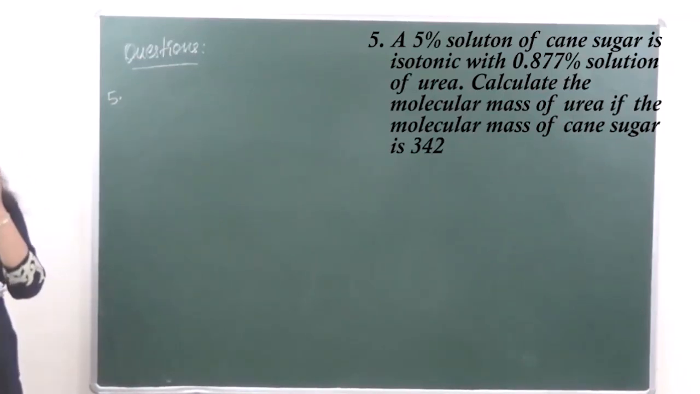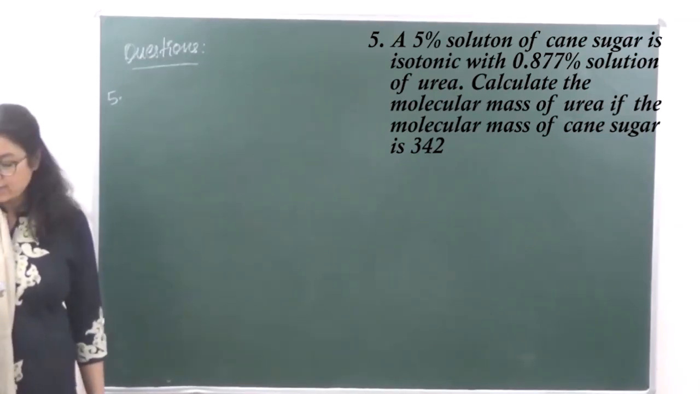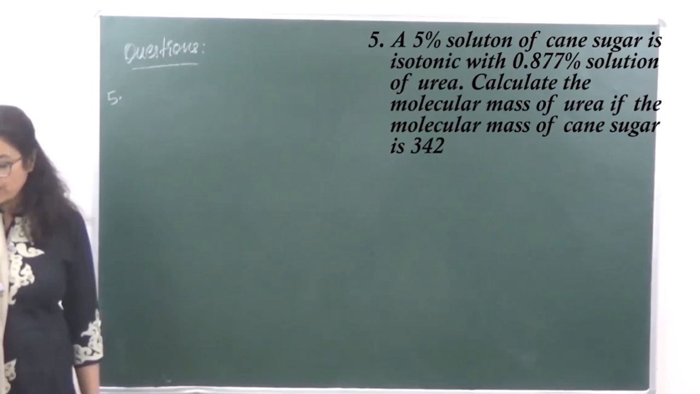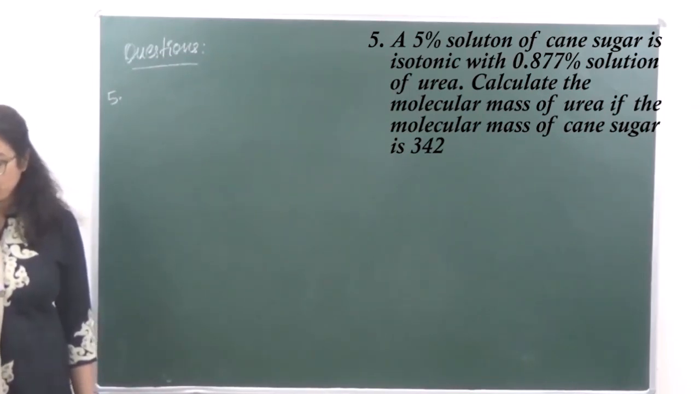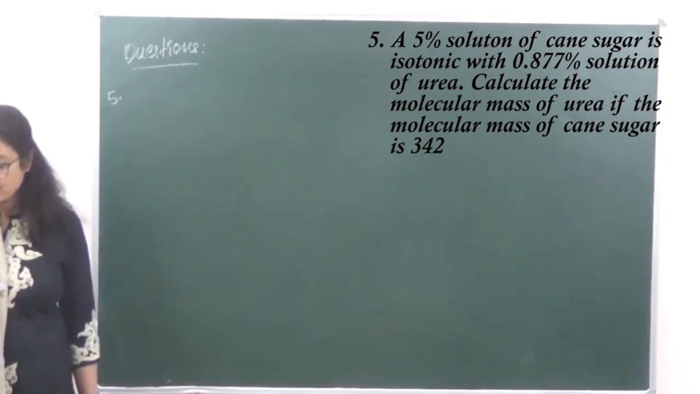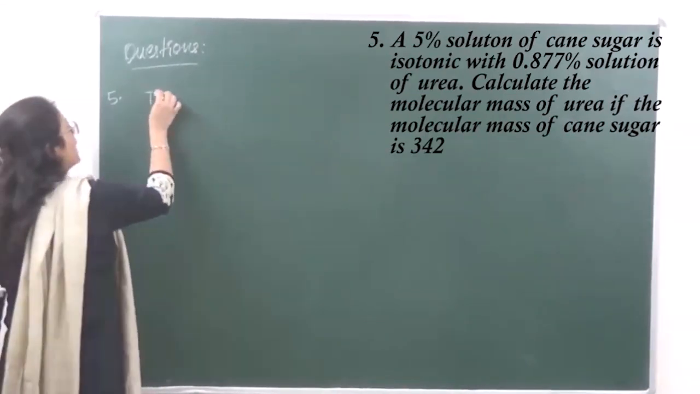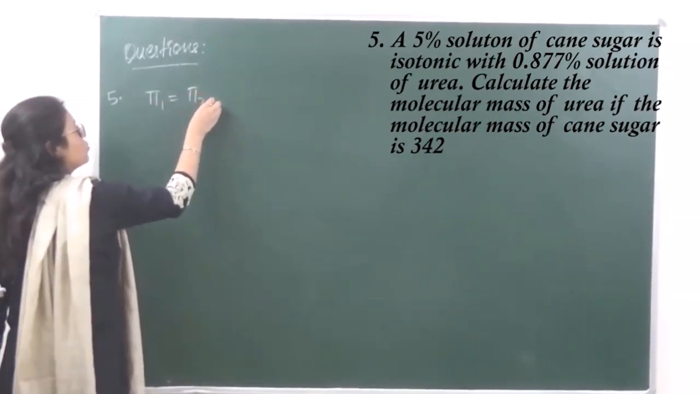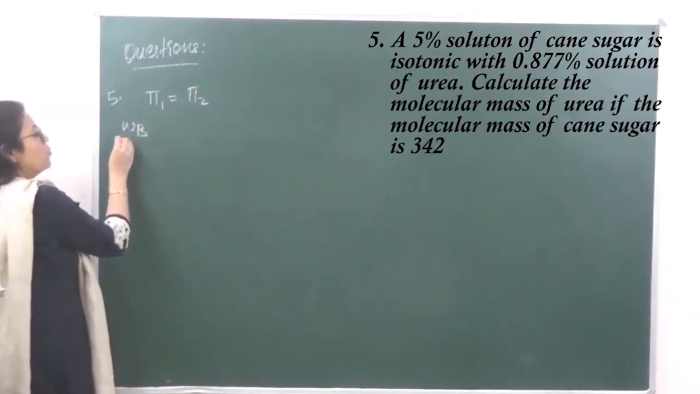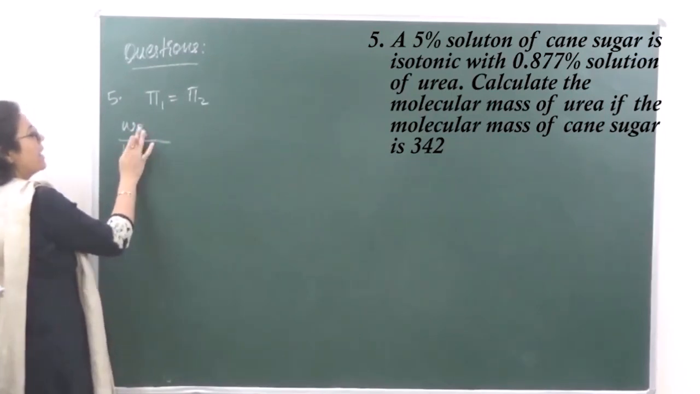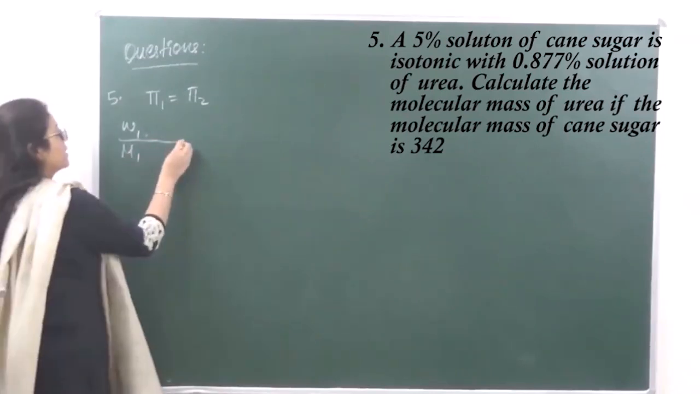A 5% solution of cane sugar is isotonic with 0.877% solution of urea. Calculate the molecular mass of urea if the molecular mass of cane sugar is equal to 342. Okay. Alright, so what is going to be the formula over here? We know that pi 1 is equal to pi 2 because the solution is isotonic. Pi 1 is equal to WB upon, write 1 only over here. This is solute, W1.